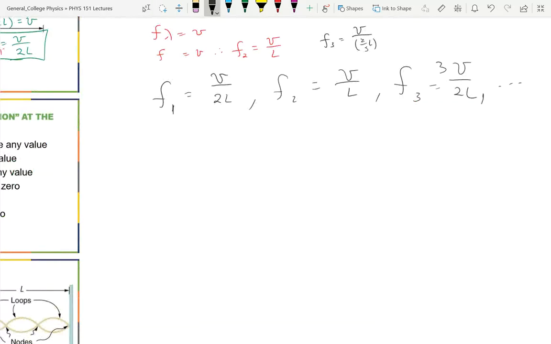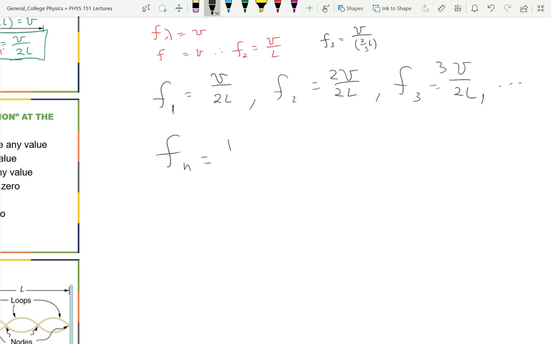Now we want to look for a pattern. There's a simple pattern which becomes super obvious if I take f2 and multiply it by 2 over 2. What's our simple pattern? f1 is v over 2L, f2 is 2v over 2L, f3 is 3v over 2L. What's the simple pattern? What would f sub 7 be? It'd be 7v over 2L.